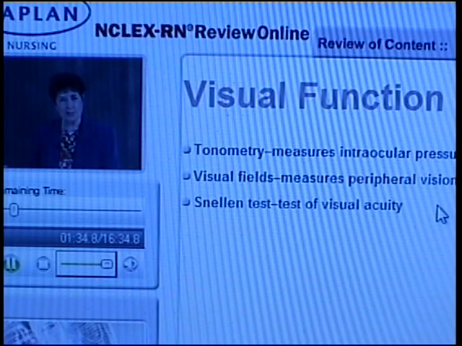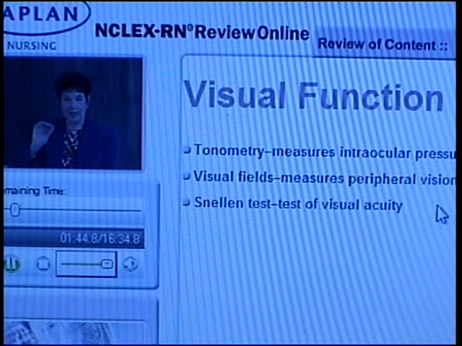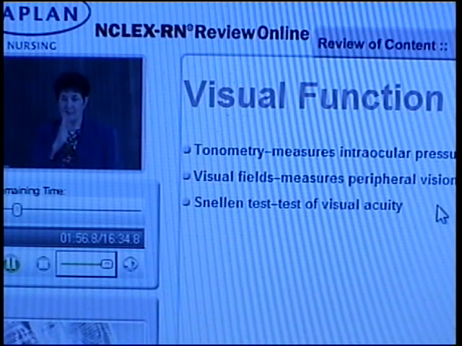The second type of test we're going to talk about for visual function test is the test that assesses peripheral vision. Essentially you're seated and looking ahead, fixing on a point in the center, and usually you can see 50 degrees up or superiorly, 90 degrees laterally or to the side, 70 degrees inferiorly or down, and 60 degrees medially or inward.